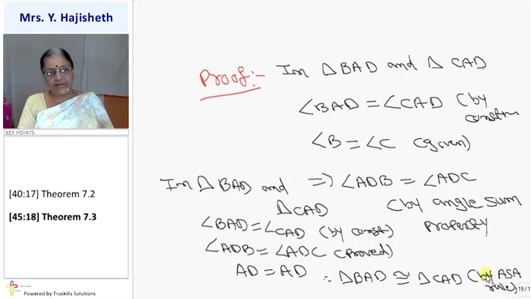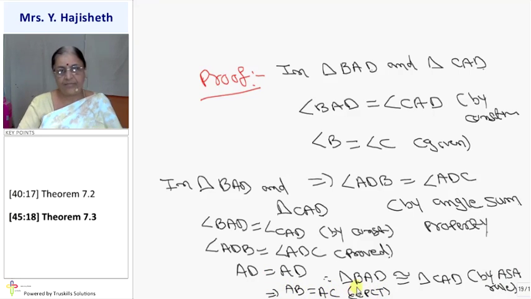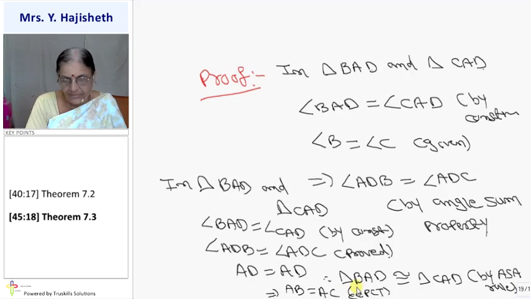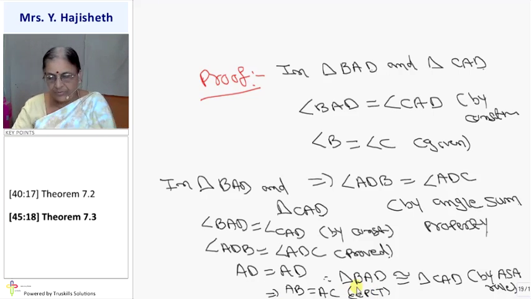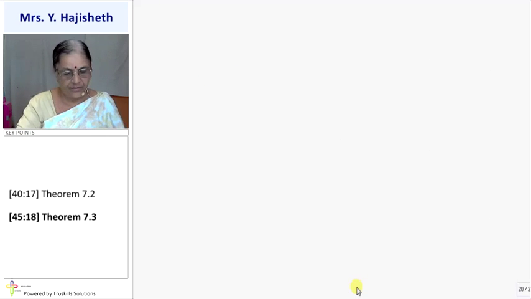Therefore, AB is equal to AC by CPCT. Clear? Done? So that completes your theory of chapter number 7.